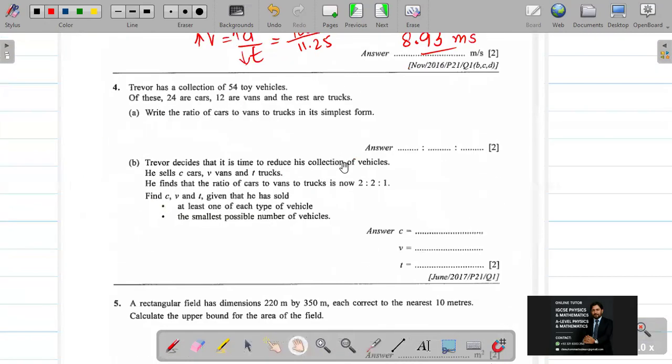Let's go to question number 4, where he is saying that Trevor has a collection of 54 toy vehicles: 24 cars, 12 vans, and the rest are trucks. 54 total, 54 minus 24 is 30, 30 minus 12 is equal to 18. So the rest, trucks, is 18. What is the ratio of the vans? So I can take car as 1, the second one is van, the third one is truck.